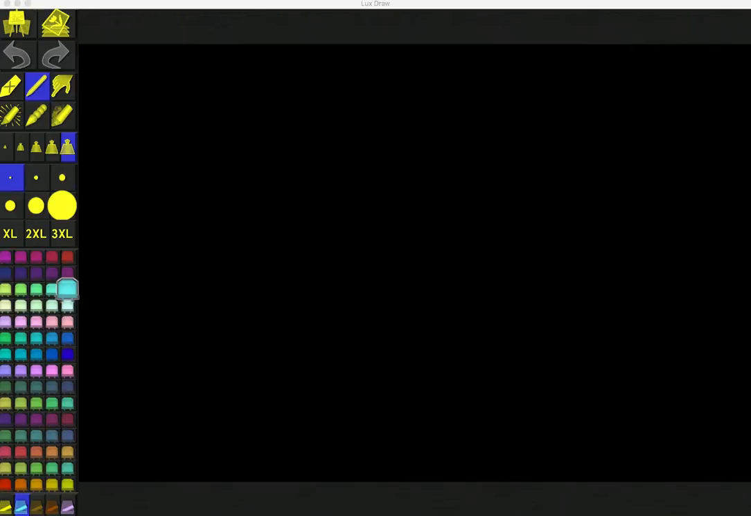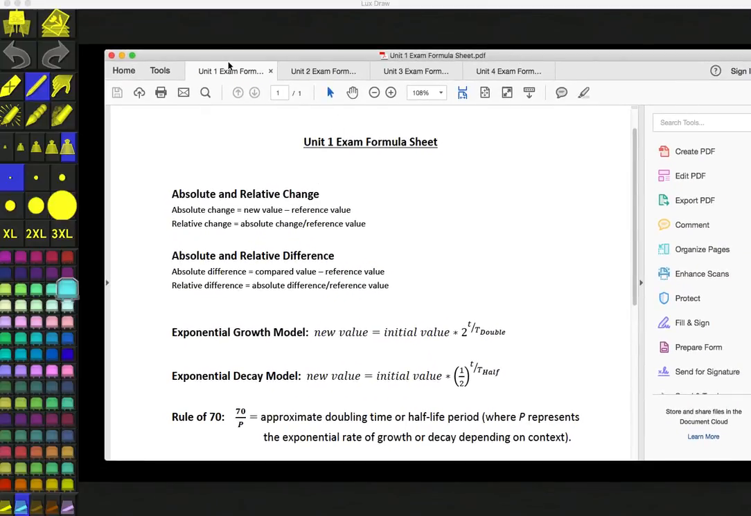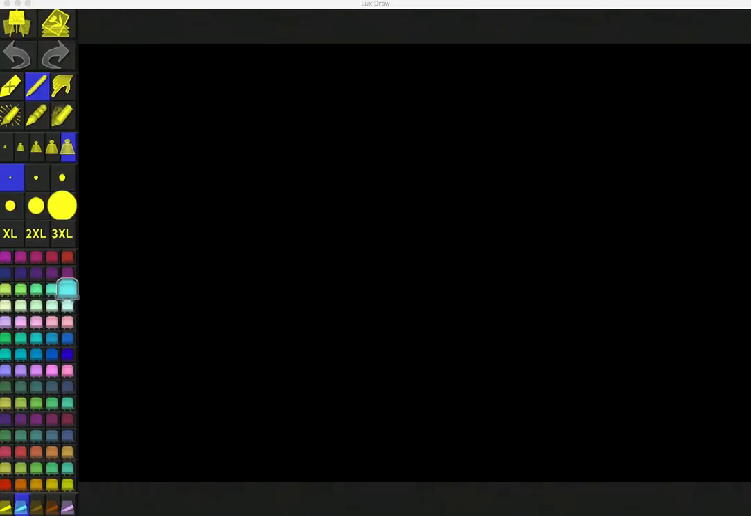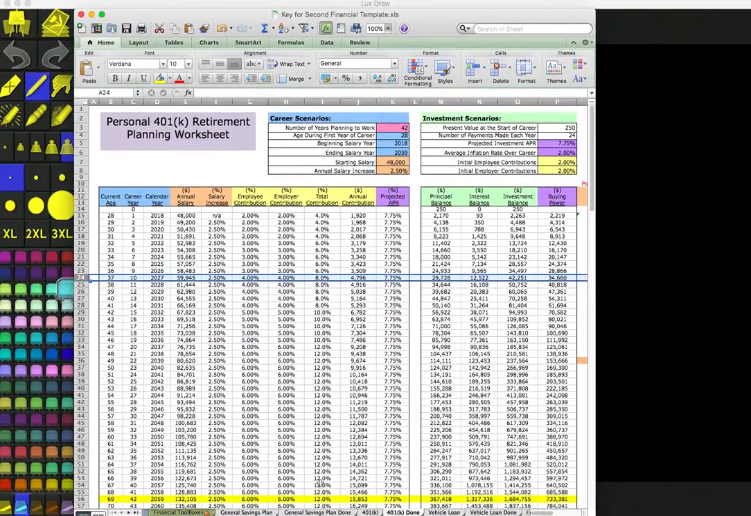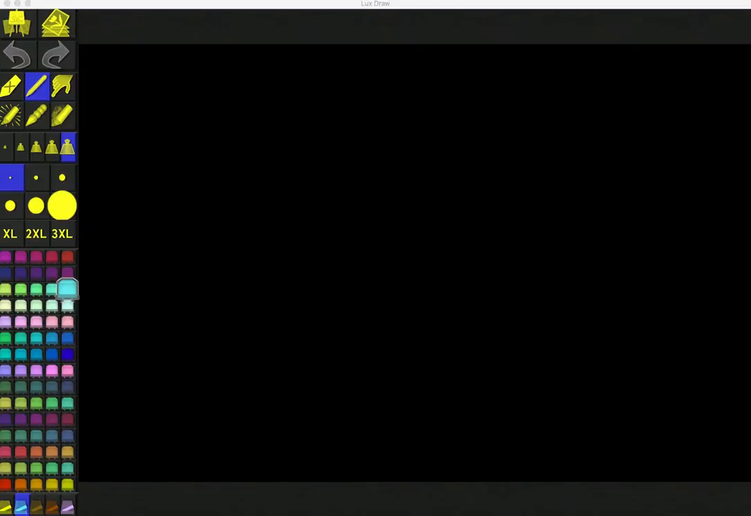So first thing we're going to do, let me show you my tools first. I have all of my formula sheets pulled up. I have mine in Adobe Acrobat, but you can also just pull them up all on a web page, so you just have them all together. They're all right there, ready to go. I also have my key for the second financial template. Yours wouldn't say key, it's just your second financial template, but these financial calculators are pretty helpful, so we'll be using those. And then of course a calculator.